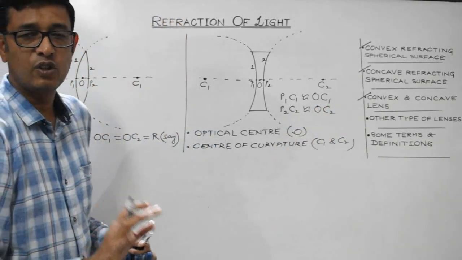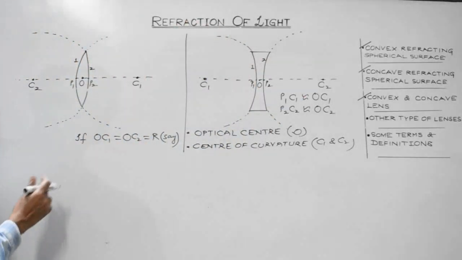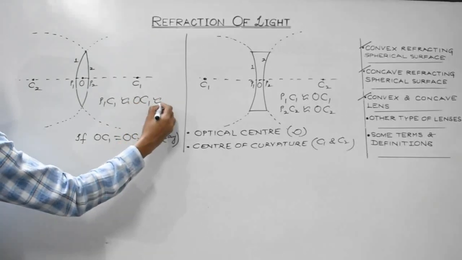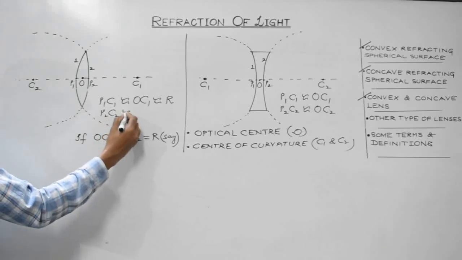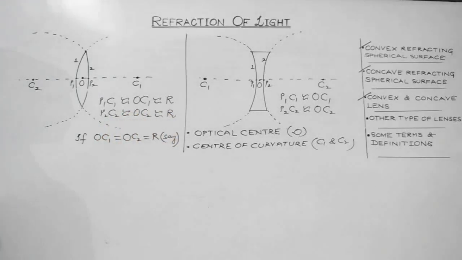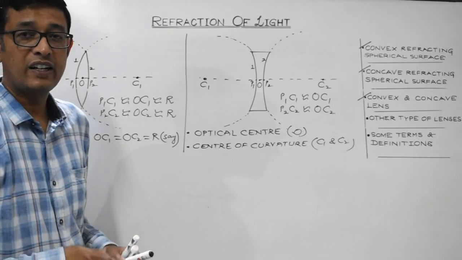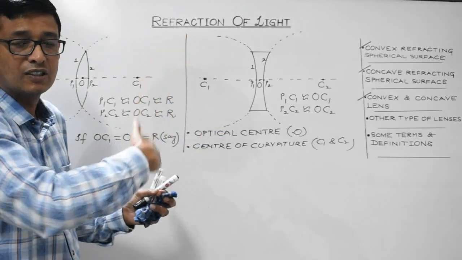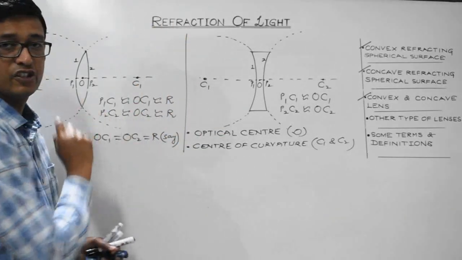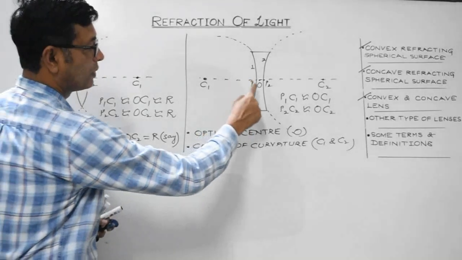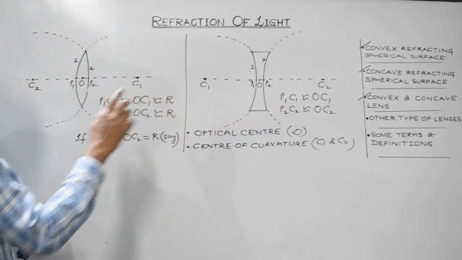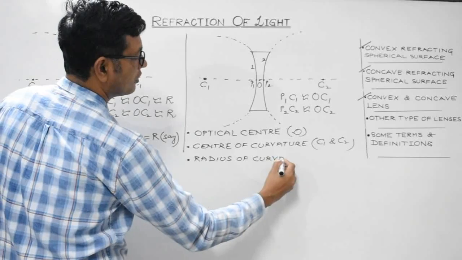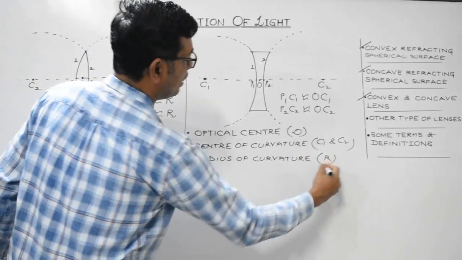So all the distances we'll assume are to be measured from the optical center. Here, instead of taking this distance P1C1, we can write it as OC1, which is the radius of curvature. Similarly, P2C2 is approximately OC2, which is equivalent to R, the radius of curvature, right? So how do you define radius of curvature? First definition: the radius of the imaginary sphere of which the curved surface of a lens forms a part is known as radius of curvature. Or the second definition: the distance between the optical center and the center of curvature is known as the radius of curvature. It's denoted by R.